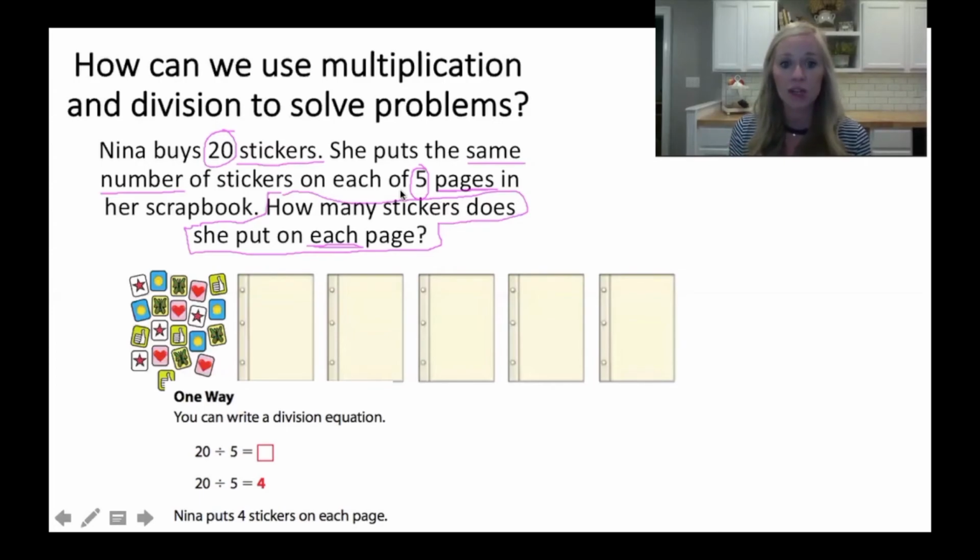Okay, and then we're looking to figure out how many stickers are going to be on each of those pages. So 20 divided by 5 equals 4. Now, how could I solve this? Maybe you know 20 divided by 5, okay? And you just knew that it was 4.